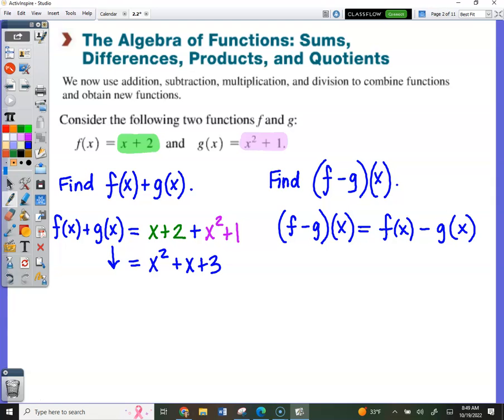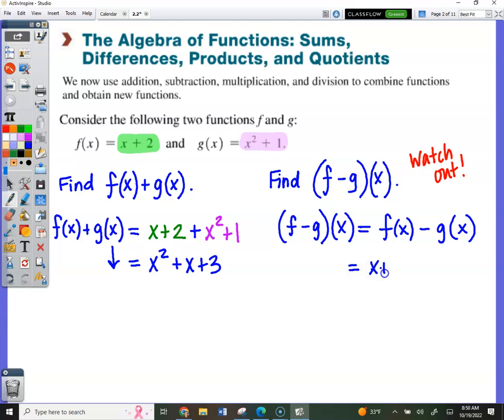What do we need to remember about subtracting? Distribute the negative to whatever comes after the subtraction sign. You also need to remember order matters. So if I say find f minus g and you find g minus f, those are two totally different answers. So be careful. Now, addition, order doesn't matter, but subtraction, order matters. So make sure when you plug it in, you're doing it in the order it says.